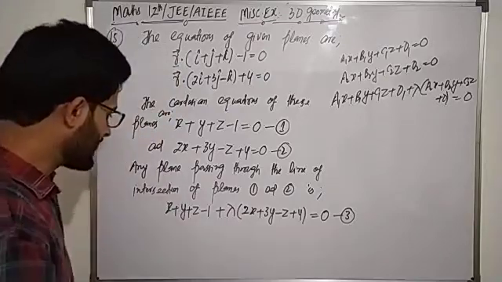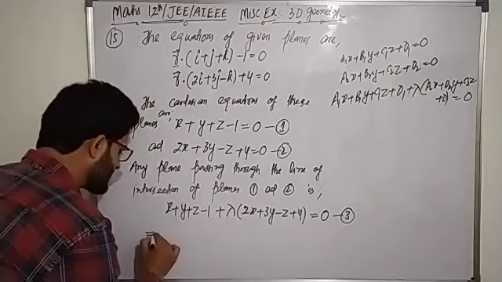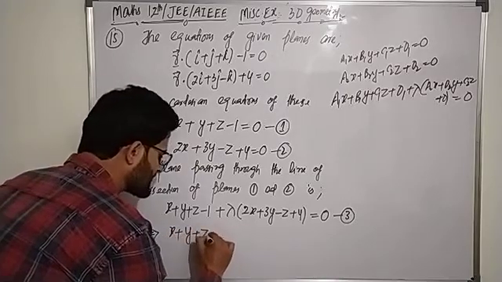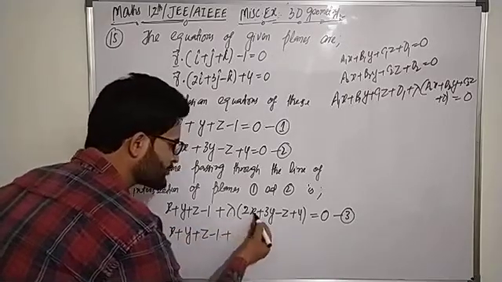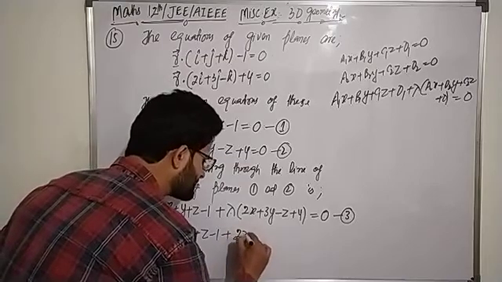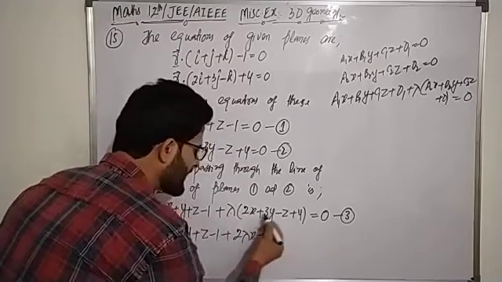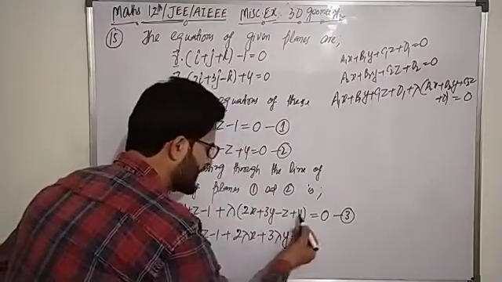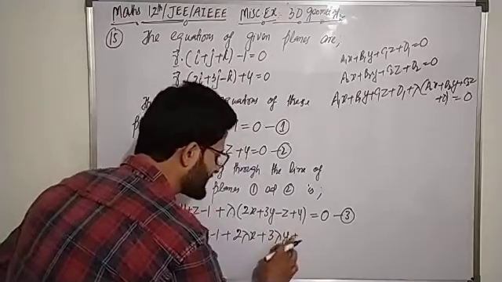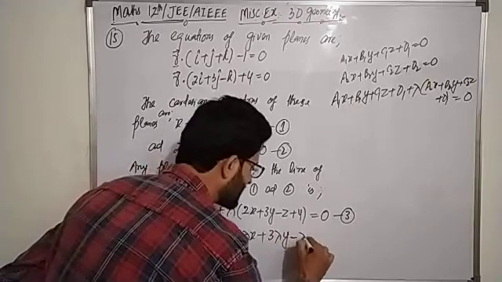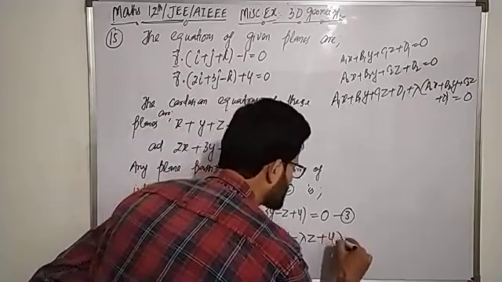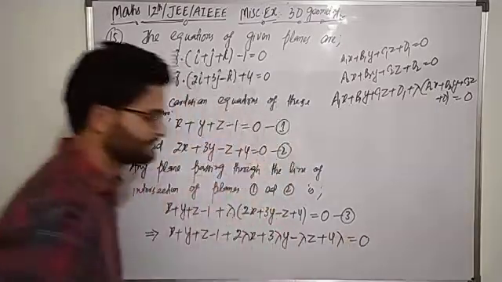So for this, what will we do? First we are going to simplify this equation. This implies x plus y plus z minus 1 plus lambda into 2x that is 2 lambda x, plus lambda into 3y that is 3 lambda y, plus lambda into minus z that's minus lambda z, plus lambda into 4, that is 4 lambda, is equal to 0.